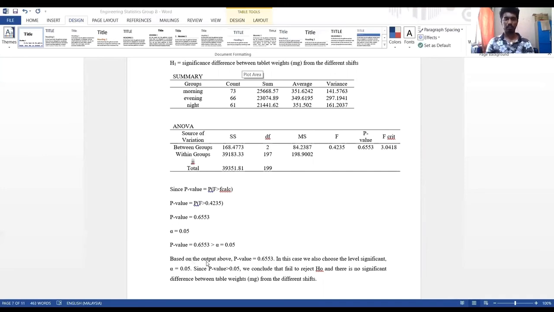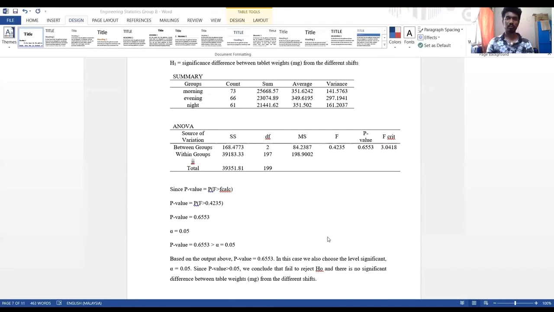What I did was I obtained the P value, which is 0.6553, as you can see from the table. In this case, I also choose the level of significance alpha, 0.05. Since the P value is much bigger than the 0.05 alpha value, we conclude that we fail to reject H0, and there's no significant difference between tablet weights.